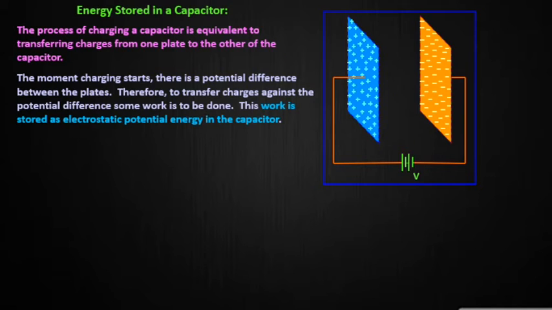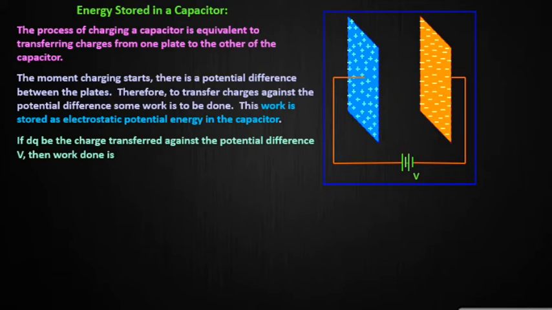The moment charging starts, there is a potential difference between the plates due to charge separation. Therefore, to transfer charges against the potential difference, some work is to be done. This work is stored as electrostatic potential energy in the capacitor. To find the total energy stored, consider a charge dq being transferred against the potential difference V. Then work done is dW, which is equal to the potential energy dU. Therefore, dU is equal to dW is equal to V into dq.